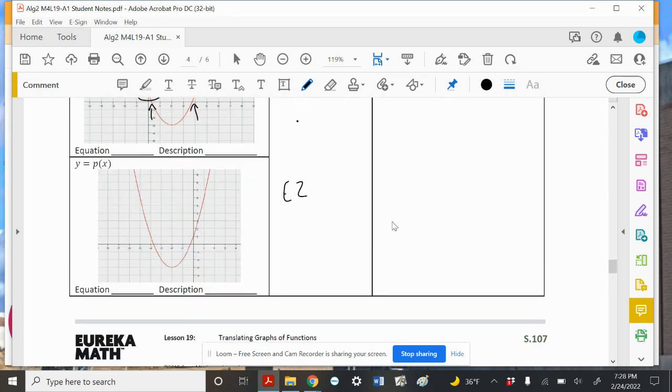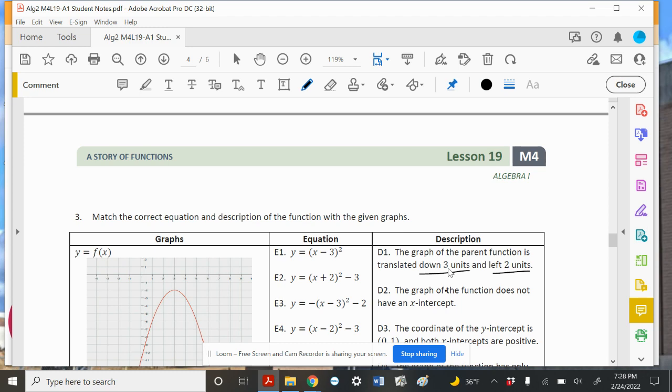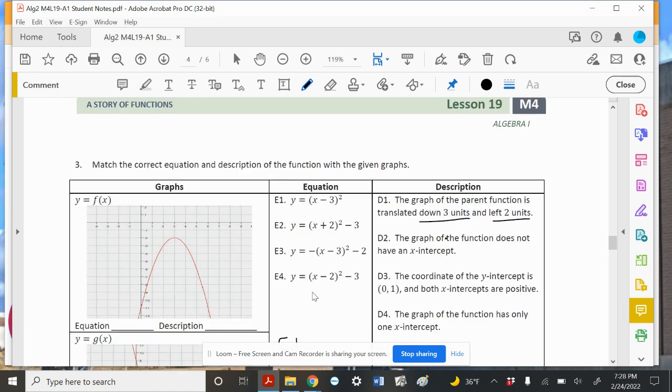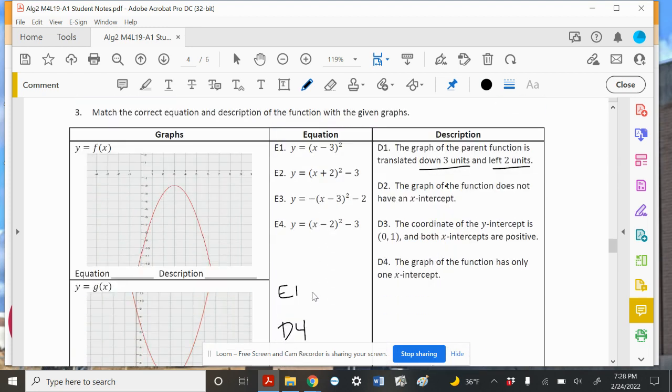Well, it does cross the x-intercept, so that's not true. The graph of the parent function is translated down 3 and left 2. So down 3, left 2. So that would be that one. So I believe that is D1. Is that correct, or was that D2? Yeah, D1. And so that just leaves 1.